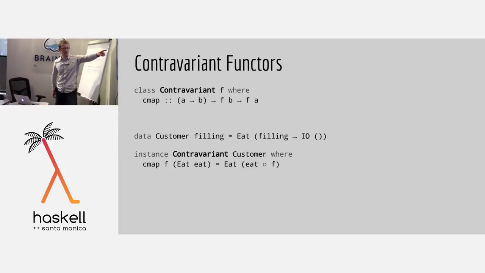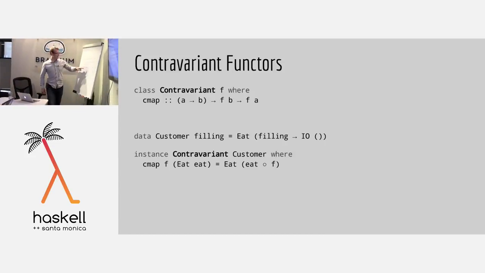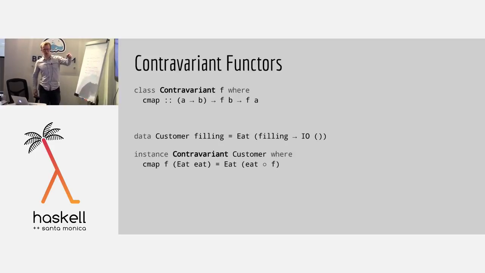Okay. So now we just have one type argument. I was saying, so this filling here is the one on the left of the function arrow. That's this one. It's contravariant. So we're saying we're contravariant in filling. Okay. Cool. Any other questions on that before I carry on?